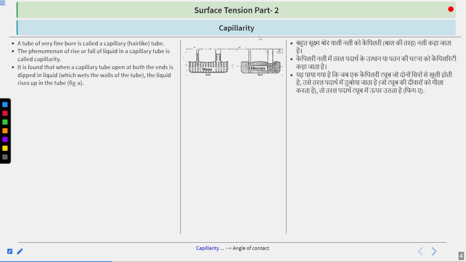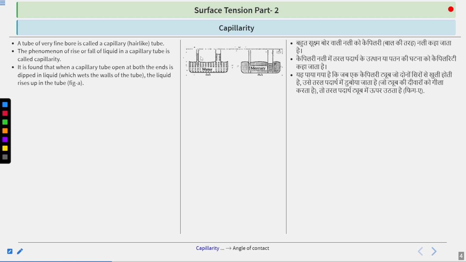It is found that when a capillary tube open at both ends is dipped in a liquid which wets the walls of the tube, the liquid rises up in the tube. So for the rising case, we could say the capillary tube is open at both ends and is dipped in a liquid. If the liquid is able to wet the walls of the tube, then the liquid rises up in the tube. Here you can see that this is the water, this is the liquid.